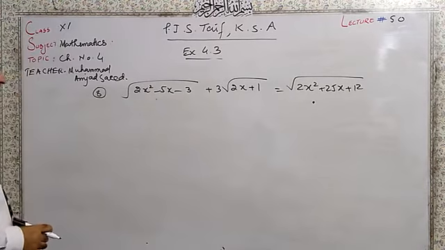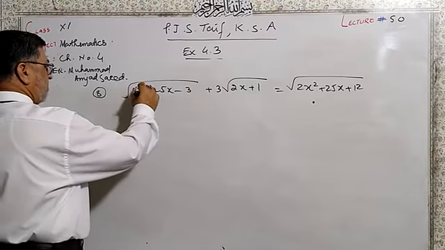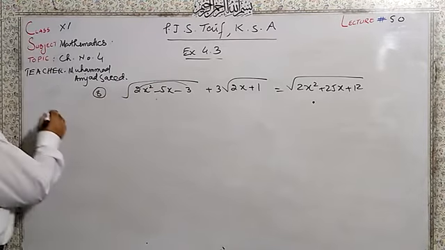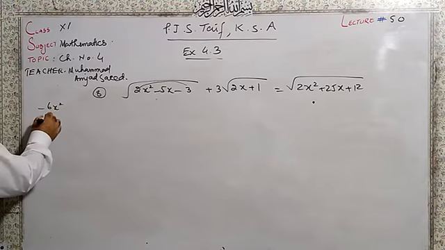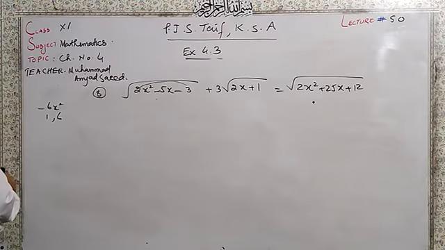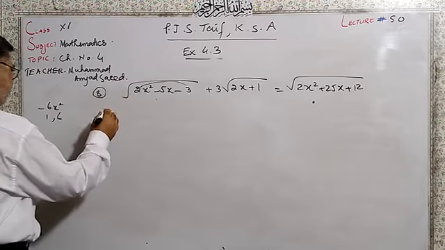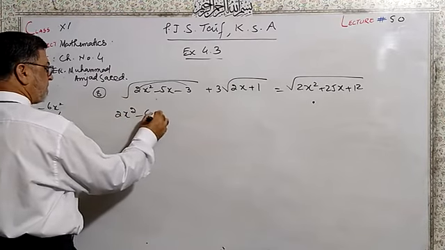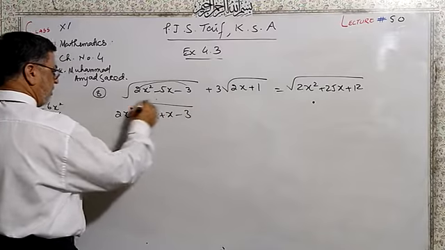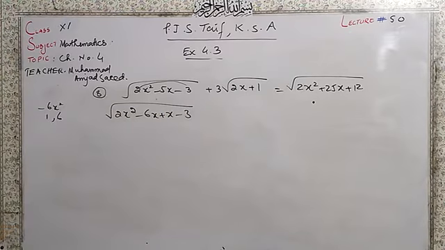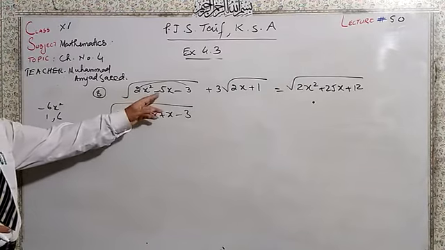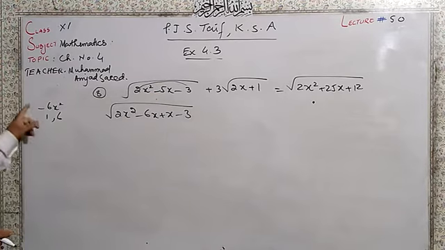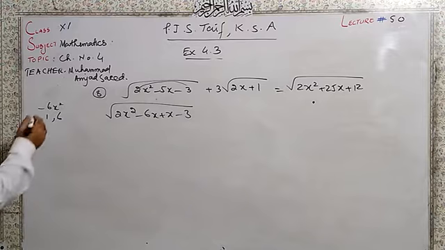First of all, we will make the pairs of these numbers like this. What will be minus 6x square? This will be 1 and 6. I think this is the same pair. 2x square minus 6x plus x minus 3, whole under root. Basically, we have minus 5 by adding or subtracting, and after multiplying we will get minus 6.